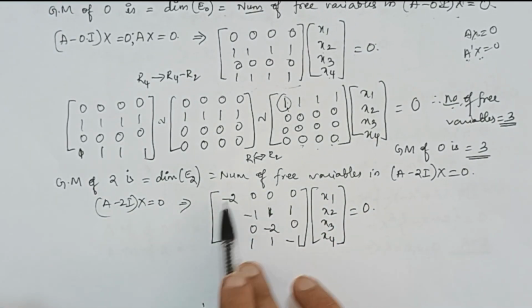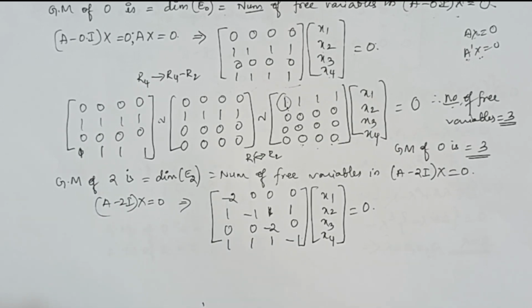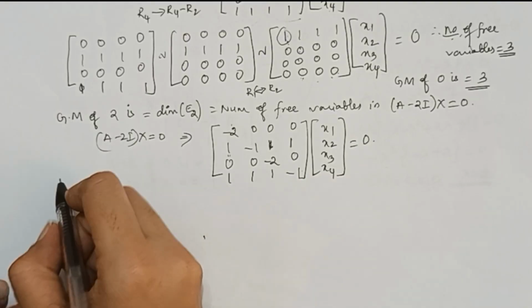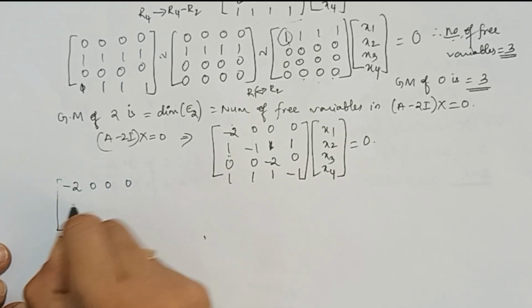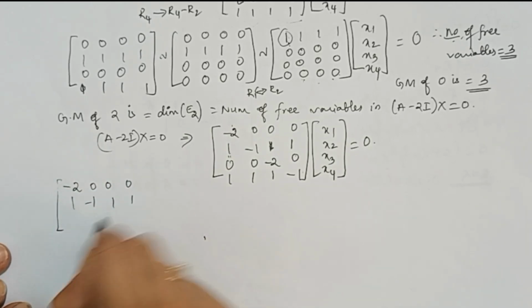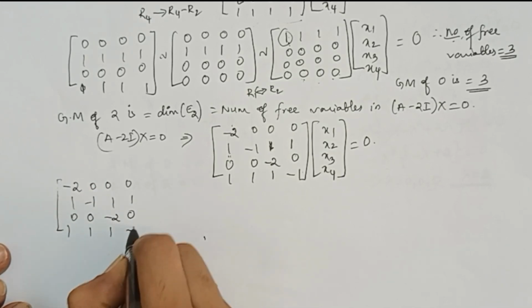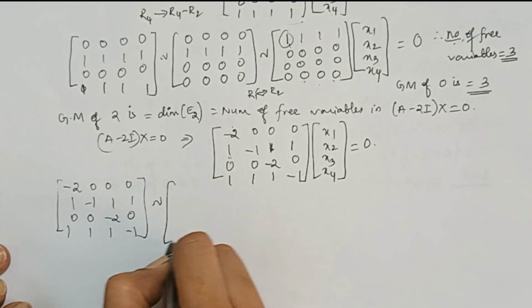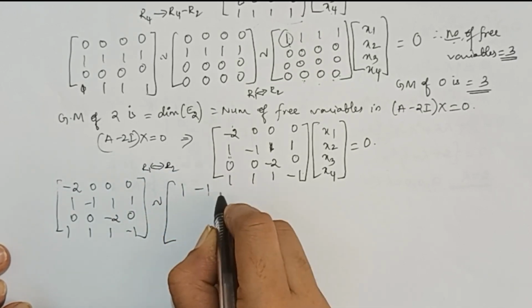Now, this is not in the row reduced echelon form. You have to convert it to count the number of free variables. We shall do that first. So now, let us reduce it to the row echelon form. Minus 2, 0, 0, 0. 1 minus 1, 1, 1. 0, 0, minus 2, 0. 1, 1, 1, minus 1. So, I will apply the operation R1 interchanged with R2. 1 minus 1, 1, 1.